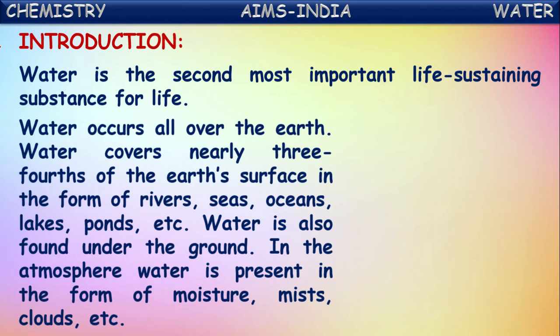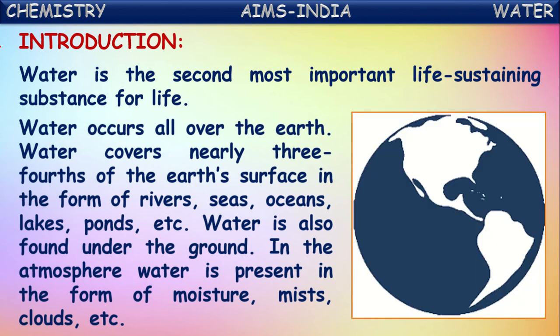So water is the second most important life-sustaining substance. Water occurs all over the earth. Yes, all over the earth, water is available. Water covers nearly three-fourths of the earth's surface in the form of rivers, seas, oceans, lakes, ponds, etc. That's why if we see any globe or picture of earth, it seems mostly blue in color. What is the blue color representing? Water, the presence of water on the earth's surface. Because nearly three-fourths of the earth's surface is completely covered with water.